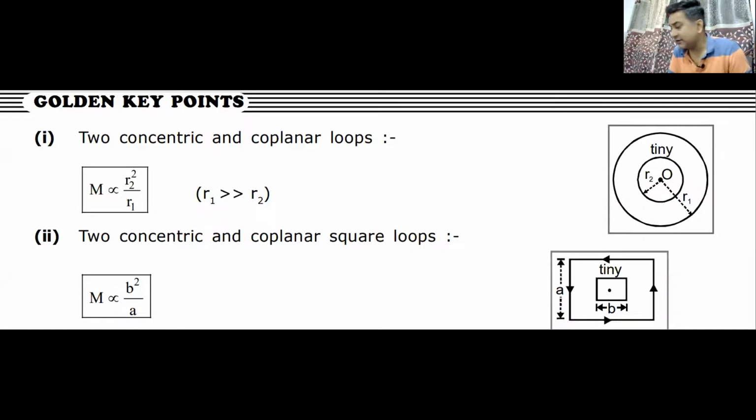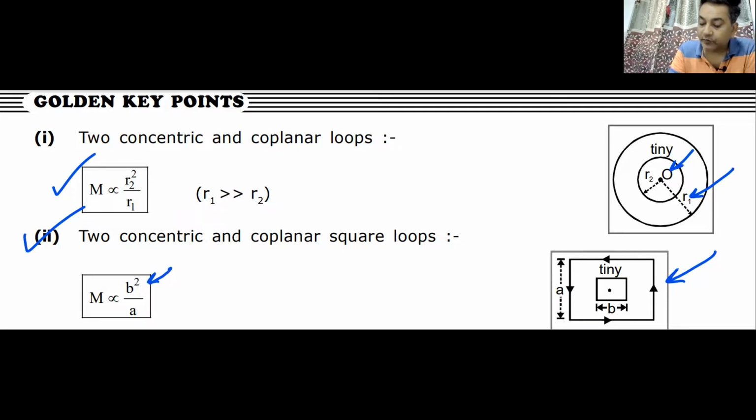Yes, sir. Let's move ahead and see some golden points. If you have two circular coils, outer radius R1, inner radius R2, the mutual inductance is proportional to inner radius square divided by outer radius. For two square loops, it is similar: inner side square divided by the side of the outer square.